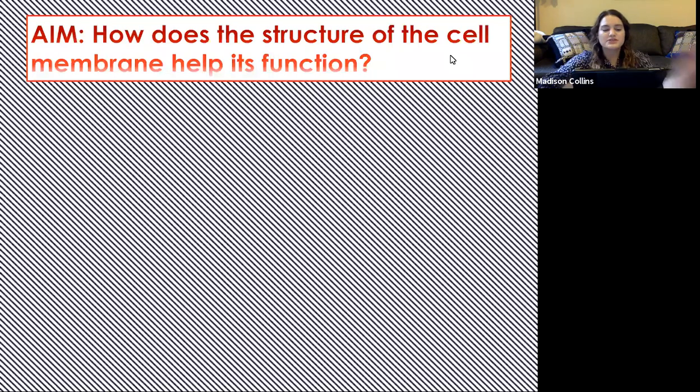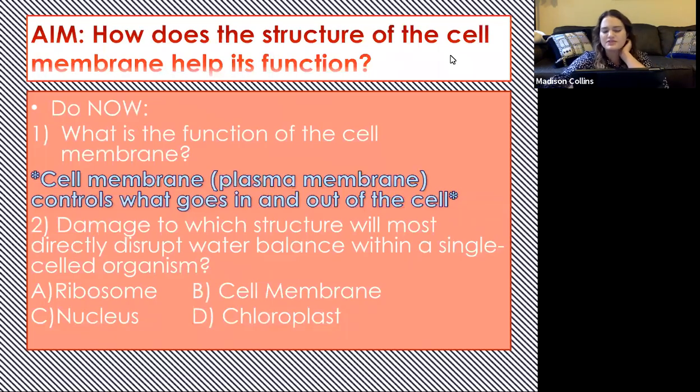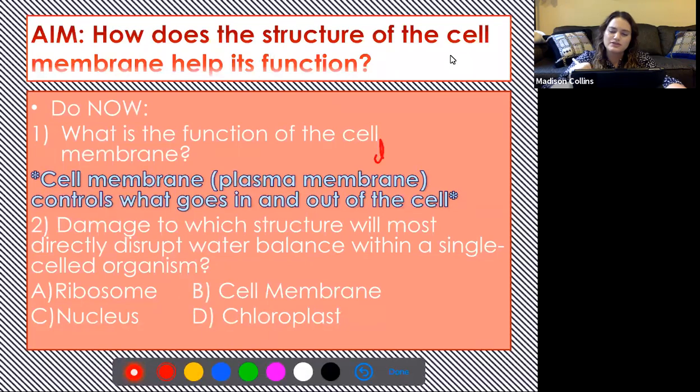All right, so question number 1 was, what is the function of the cell membrane? So you should have said something about the fact the cell membrane controls what goes in and out of the cell. And I wrote this word plasma membrane down as well because we need to remember that these 2 words are interchangeable. Sometimes you're going to see cell membrane, sometimes you're going to see plasma membrane, but those 2 words mean the exact same thing. Okay, so our cell membrane is kind of like the door of the cell. It controls what goes in and out.